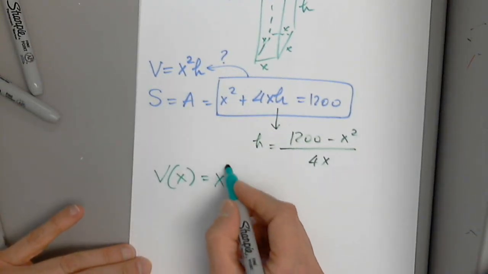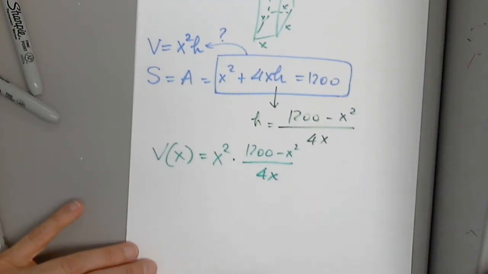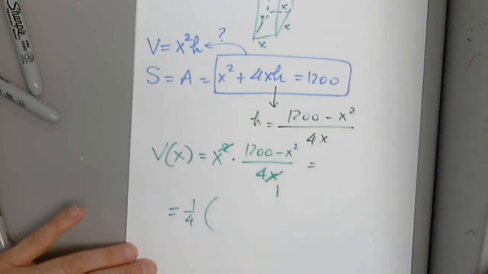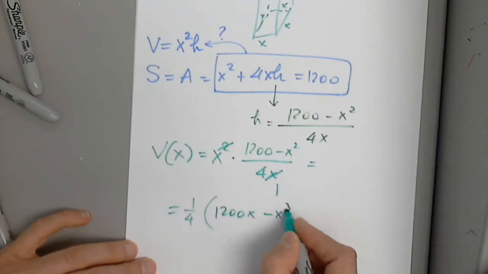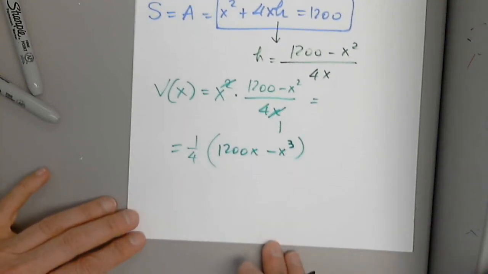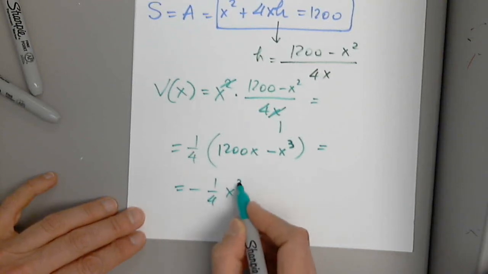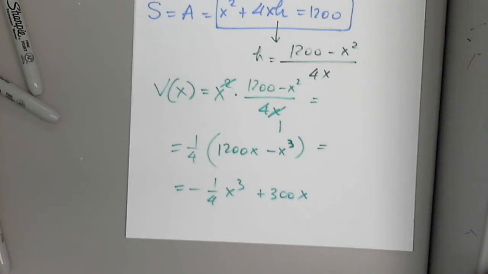So I'll multiply by x squared, and I have (1,200 minus x squared) over 4x. I'll simplify by x, and I will have to distribute, but I will not distribute the 1/4. So I have 1/4 times (1,200x minus x cubed). If you want, you can rearrange it: negative 1/4 x cubed plus 300x. And this is not a difficult function to work with. It's cubic. It's not rational, radical, log, or exponential.